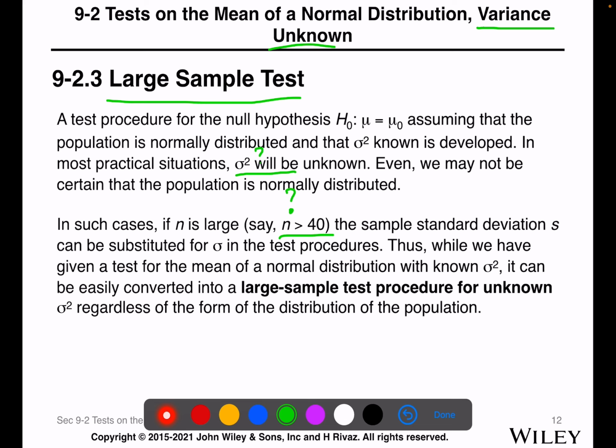So in these cases where n is more than or equal to 40, we use the conversion to z, which means that we do x bar minus mu divided by s divided by square root of n, where s is computed from the data, and we say that this is z if n is more than or equal to 40. Exactly the same as the confidence interval. Nothing changes.